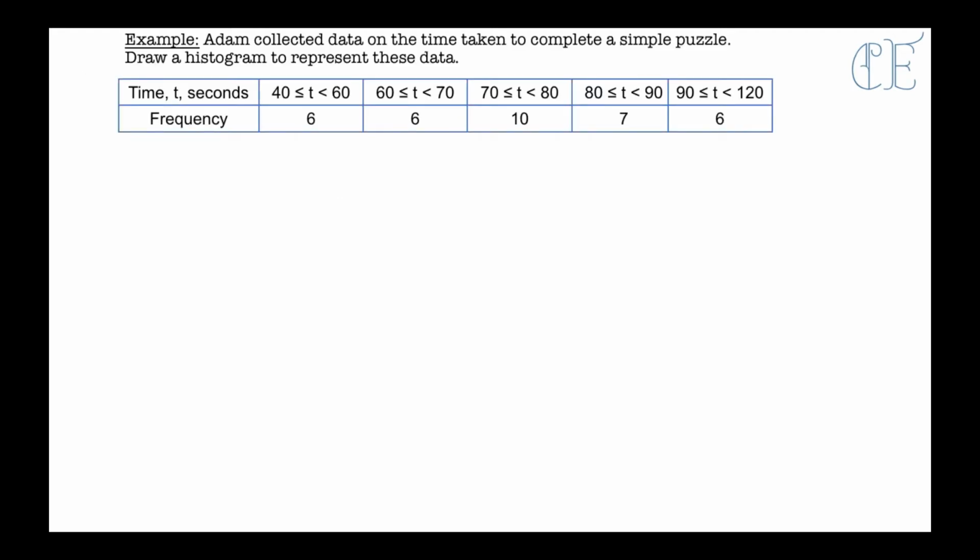So here's an example question. Adam collected data on the time taken to complete a simple puzzle. Draw a histogram to represent these data. So again, this is grouped continuous data because it's grouped, between a certain amount, and it's continuous because it's time. So time can be any value. It could be 43.2 seconds or it could be 40 seconds, but it is continuous.